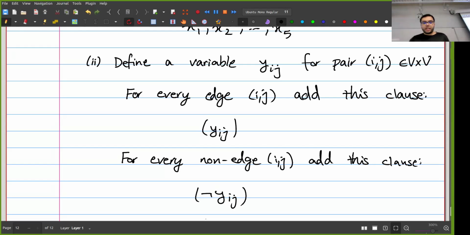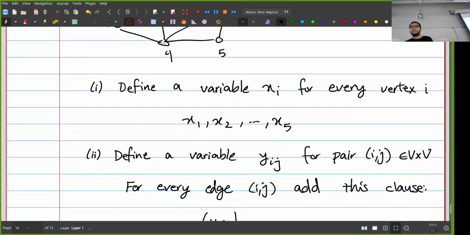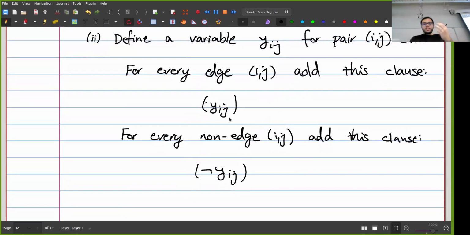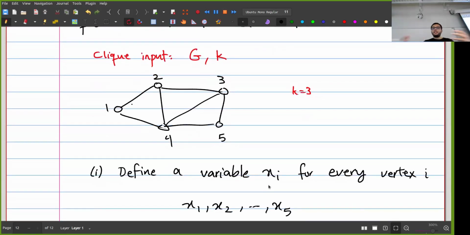So what do I have right now? I have a bunch of variables. I have one variable for every vertex, and I have one variable for every pair of vertices. Intuitively, if a vertex variable is set to true, that means I want to take it into my clique. If an edge variable is set to true, it means that that edge actually exists in my graph. But I also want to write the constraint that whatever I'm taking into my clique is actually a clique.